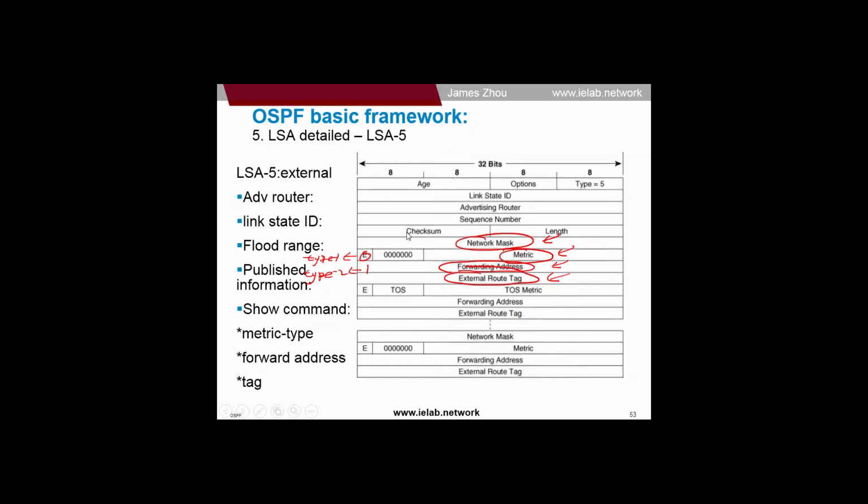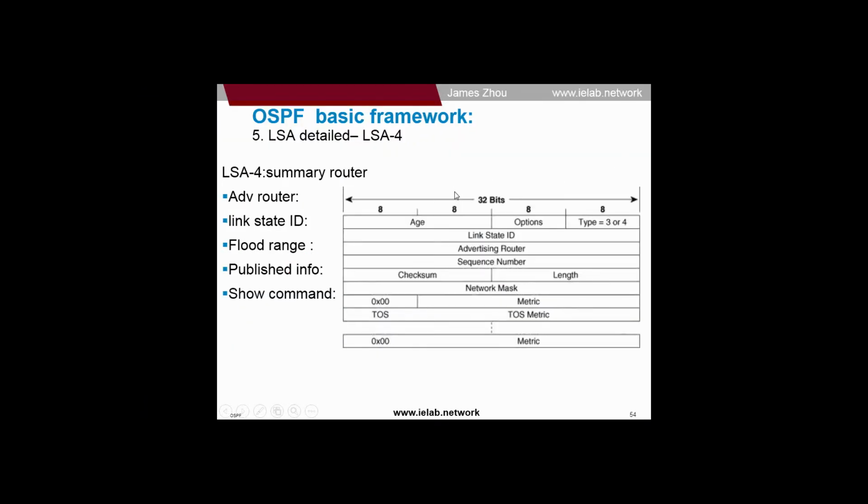The last LSA is LSA4. This is the summary router LSA, generated by the ABR. It describes another area's ASBR router, where it is, and the distance from the ABR to the ASBR in another area. Describe the distance, actually.